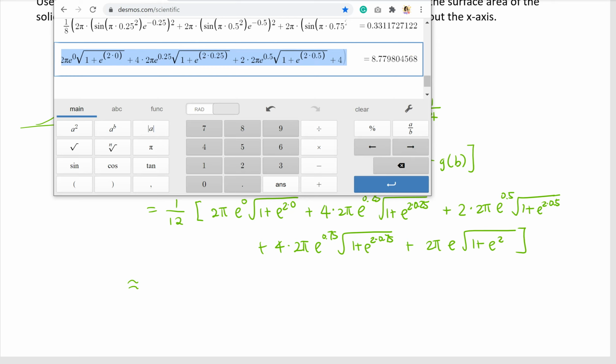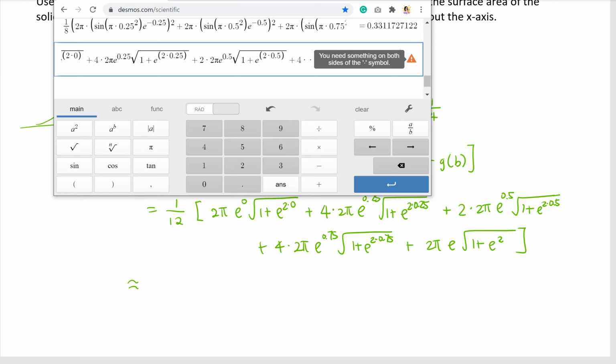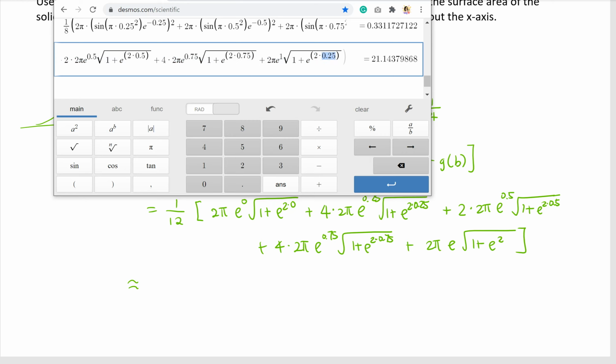Let's see, where is it? Okay, here times, and this is 0.75. There's something on both sides. Oh, okay. And also plus, oops, here there are 2 dots. Okay. Plus, oh, just that guy. And this is e to the 1. Okay, and this is 2 times 1, just 2.